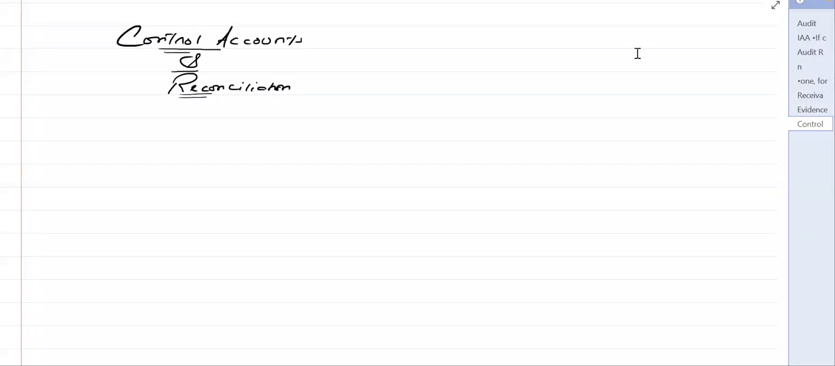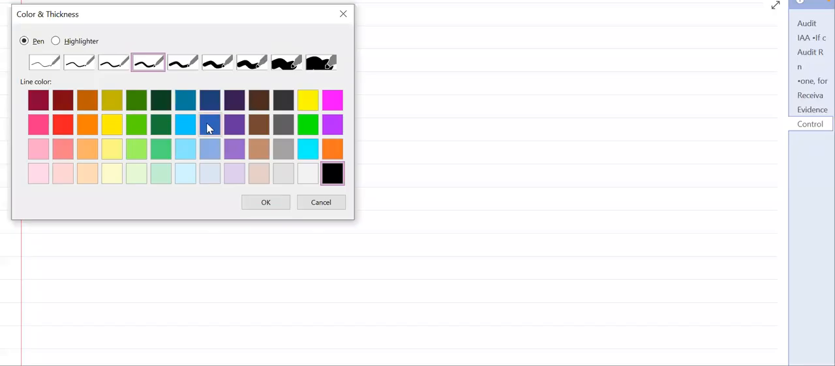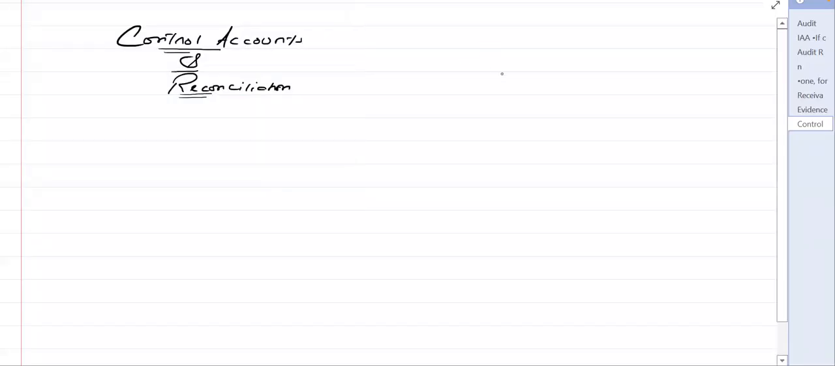All right, so now we'll be talking about the control accounts and the reconciliation. The first thing first, why are we making the control accounts? Now, the answer to this question is that when you talk about the day books, the day books means the books of prime entry.